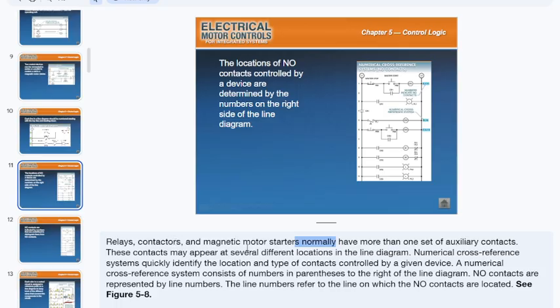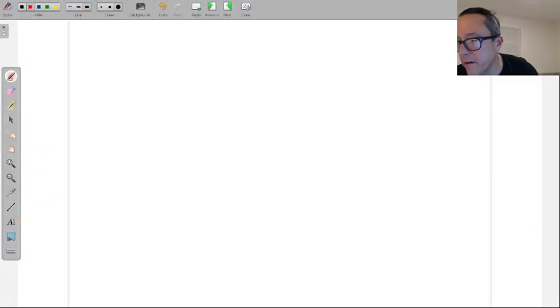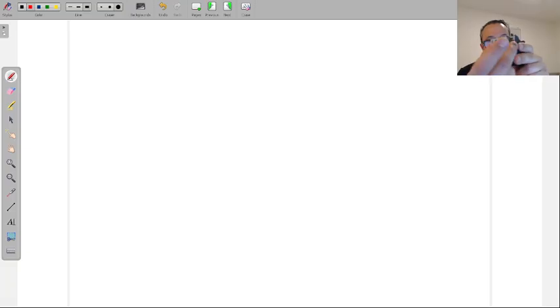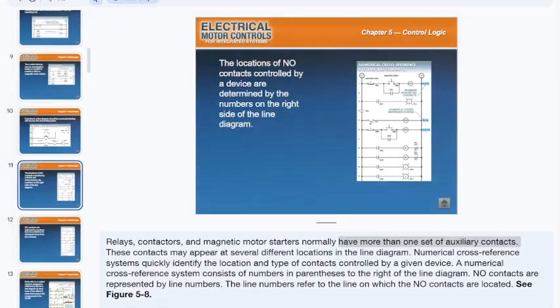Relays, contactors, magnetic motor starters usually have, I'm going to rewrite this, more than one set of auxiliary contacts. Again, more than one set of auxiliary contacts. I have attached more than one set to this. I got some open ones and I got some closed ones. The open ones, that's the one that they're talking about in this page.